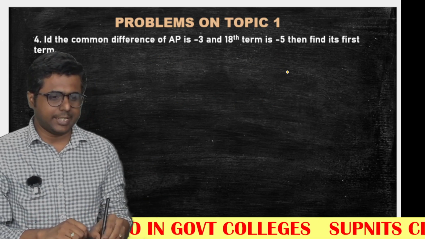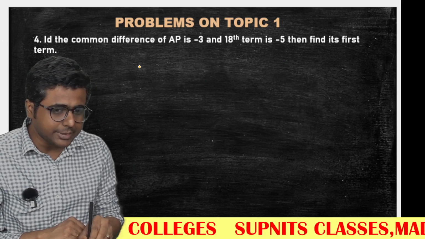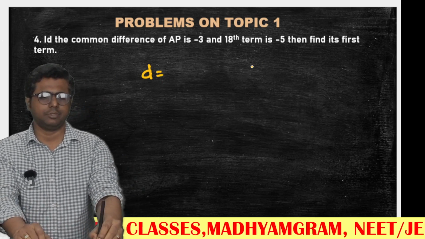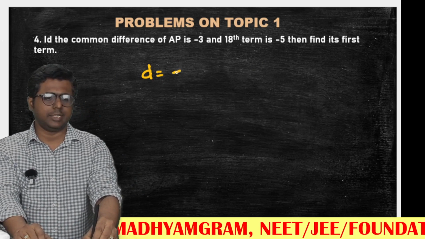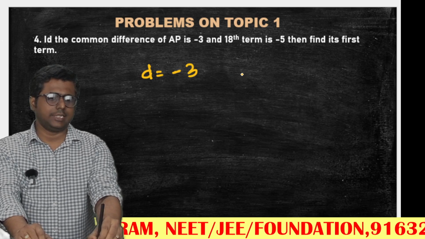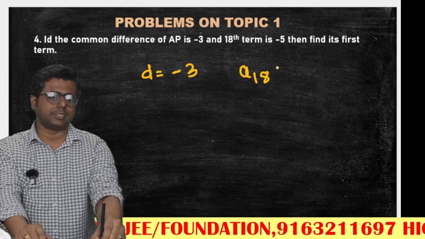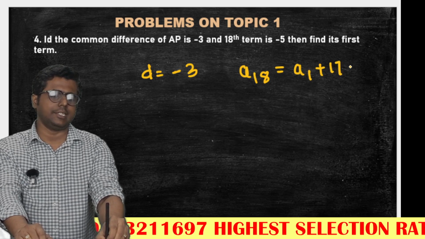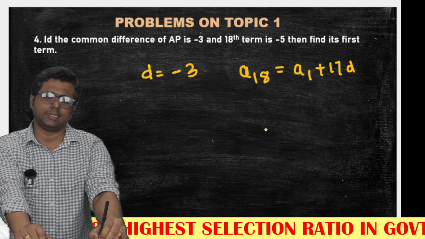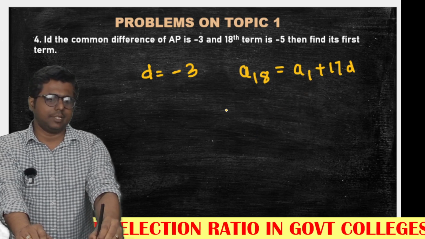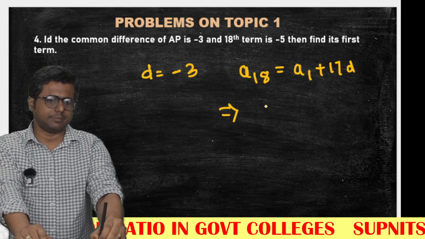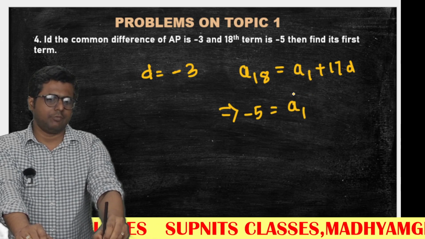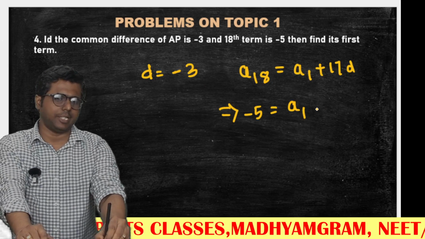Next problem, common difference is said as minus 3. Over here we can see common difference is minus 3. And what is the 18th term? 18th term means now you should be able to find out easily A1 plus 17D, and the 18th term is given as minus 5. So A1 minus 3 into 17, that is minus 51.